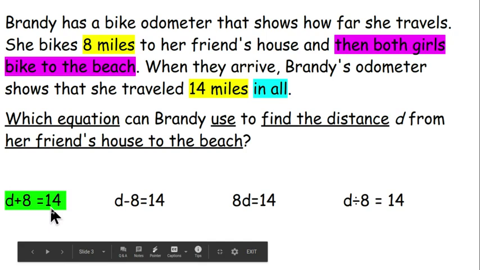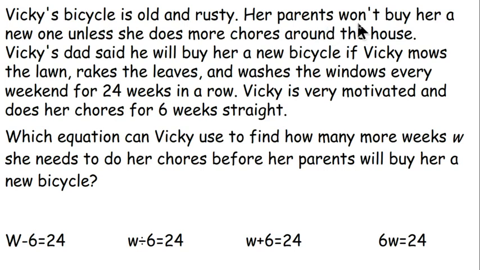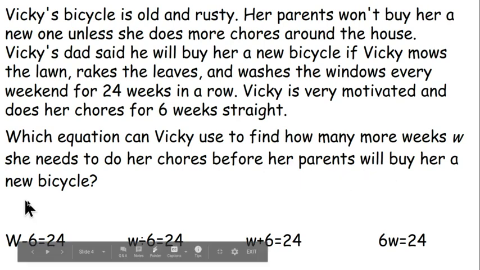Okay, let's look at the next one. Vicky's bicycle is old and rusty. Her parents won't buy her a new one unless she does more chores around the house. Vicky's dad said he will buy her a new bicycle if Vicky mows the lawn, rakes the leaves, and washes the windows every weekend for 24 weeks in a row. Vicky's very motivated and does her chores for 6 weeks straight. Which equation can Vicky use to find how many more weeks, w, she needs to do her chores before her parents will buy her a new bicycle?